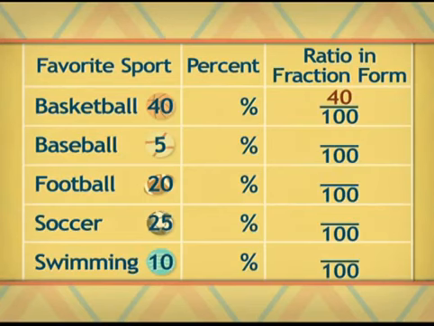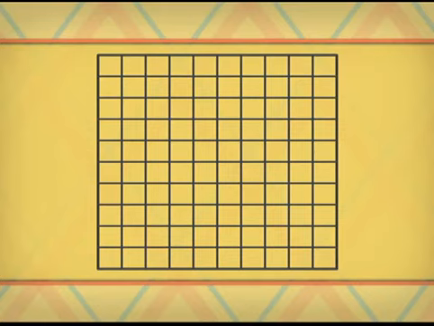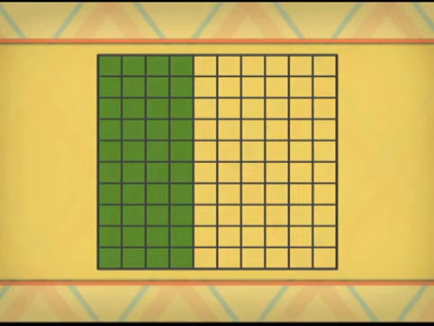Now, how can we use the grid to represent the ratio of students who chose basketball? Well, we can color 40 of the 100 squares all the same color, like this. So color 40 squares on your page in one color. Pause the lesson to do that coloring.